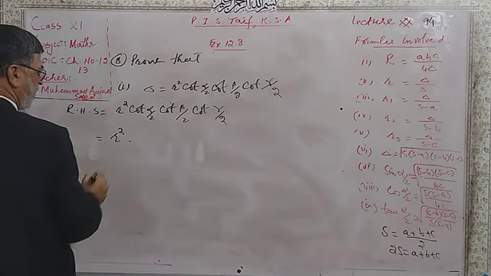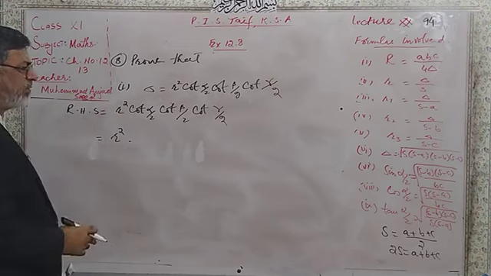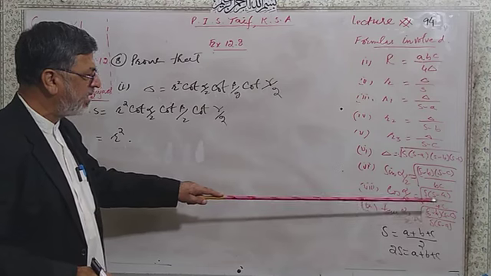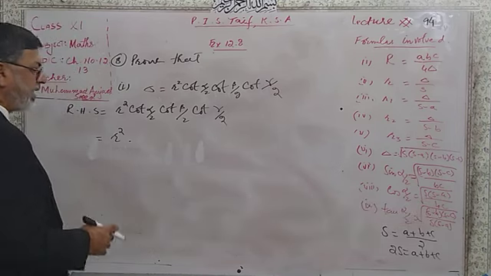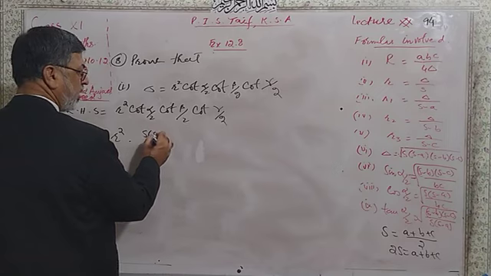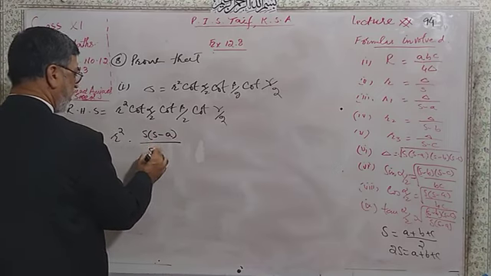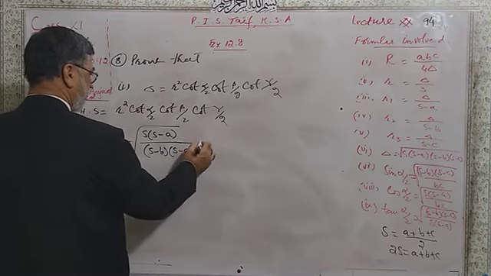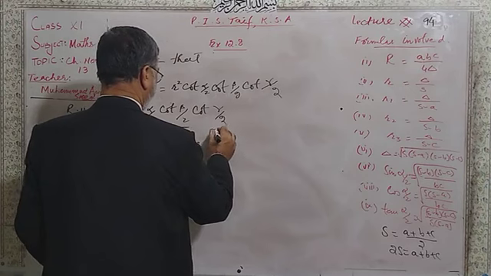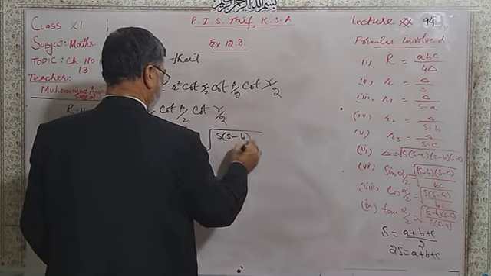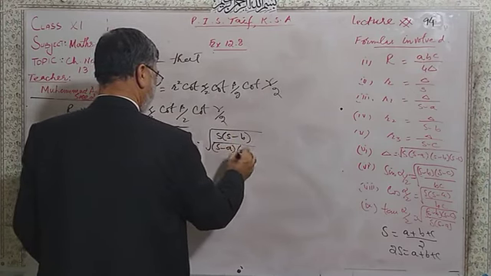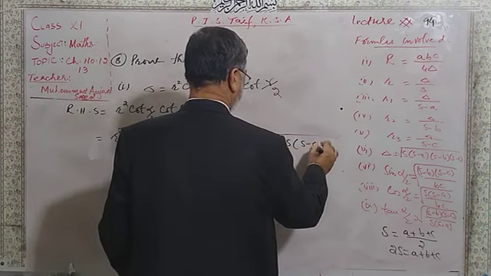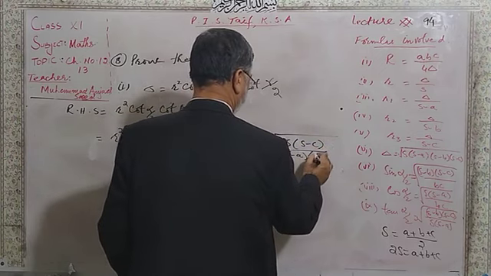r square. Then we have, what about cotangent alpha by 2? Actually this is tangent alpha by 2. Reciprocal of that is cotangent alpha by 2. So in case of cotangent alpha by 2, you will write down s into s minus a over s minus b, s minus c under root. After that, s into s minus b over s minus a, s minus c. Then third one is s into s minus c over s minus a, s minus b.